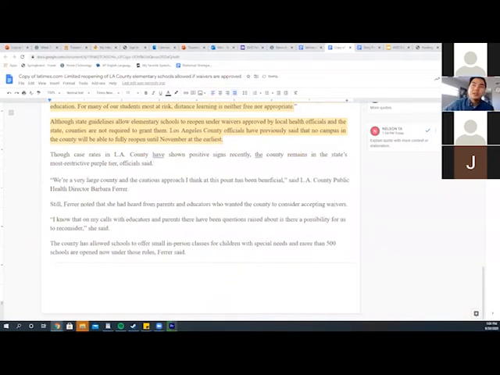Though case rates in LA County have shown positive signs recently, the county remains in the state's most restrictive purple tier, officials said. We're in a very large county, and the cautious approach, I think, at this point has been beneficial. Still, Farrar noted that she had heard from parents and educators who wanted the county to consider accepting waivers.